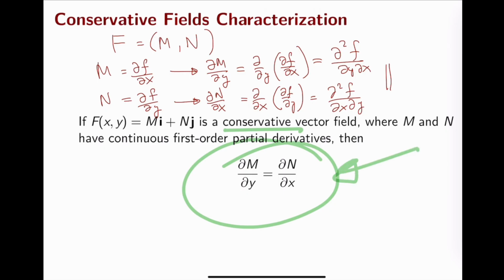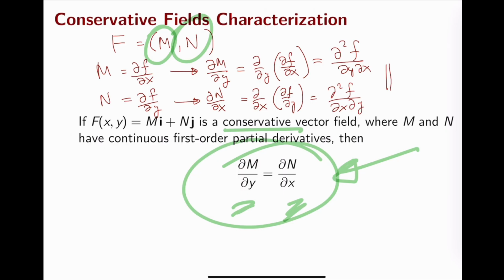We just calculate these partial derivatives. We take the first component and do the derivative with respect to y, and we take the second one and do the derivative with respect to x. If these do not coincide, then the vector field cannot be conservative.